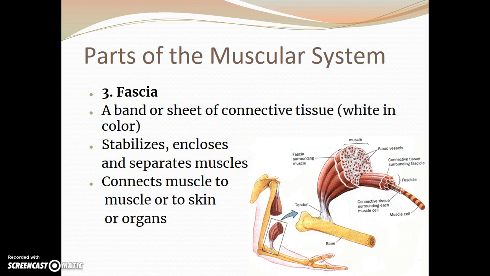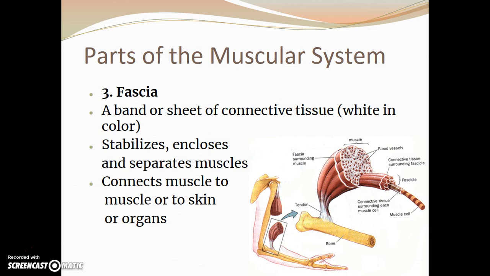Another part of the muscular system is called fascia. This is a band or a sheet of connective tissue that you often see on top of a muscle. In our lab the other day with the chicken legs, many of you noticed that right underneath the skin there was a white layer that seemed to be covering the muscles underneath. That was the muscular fascia covering those muscles.